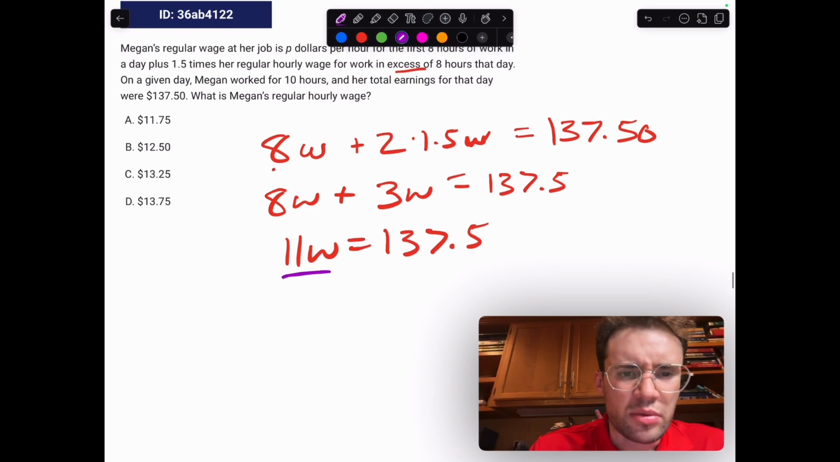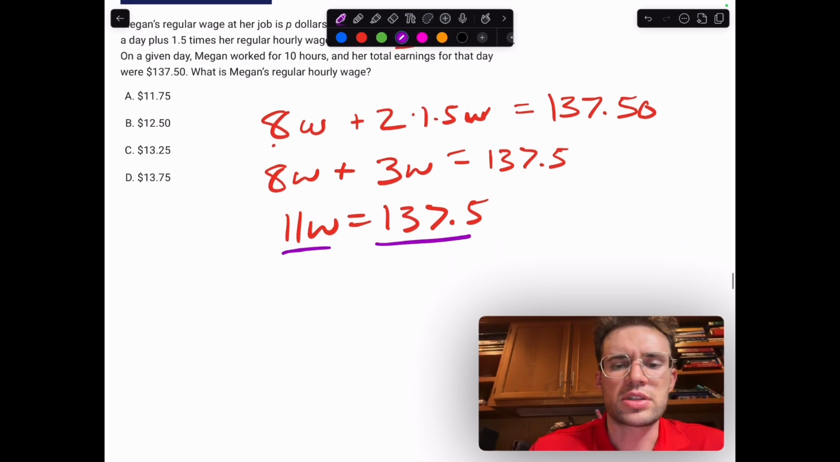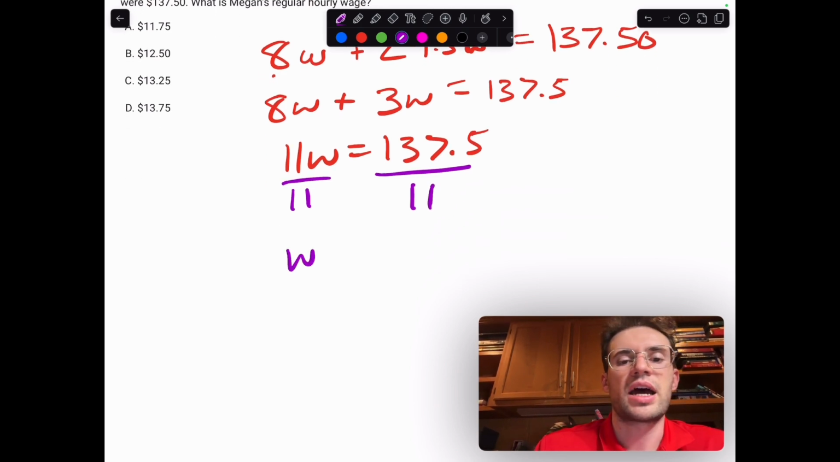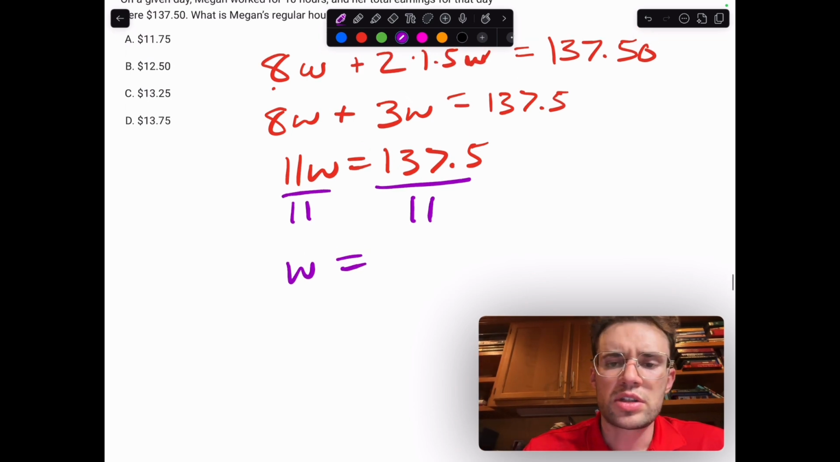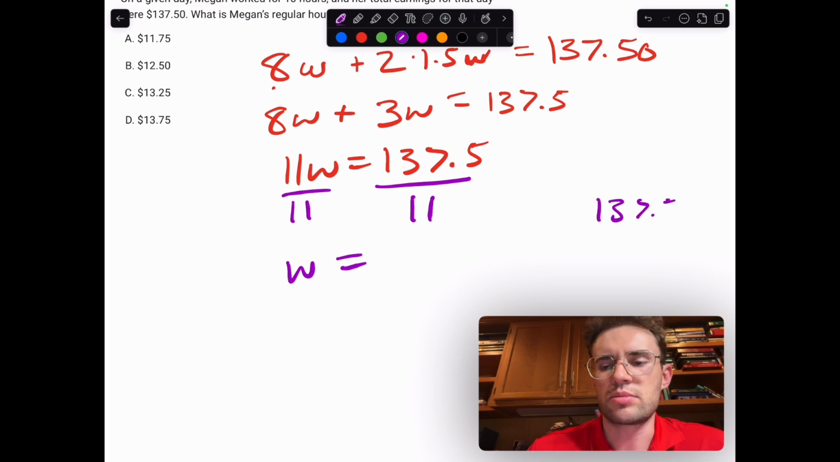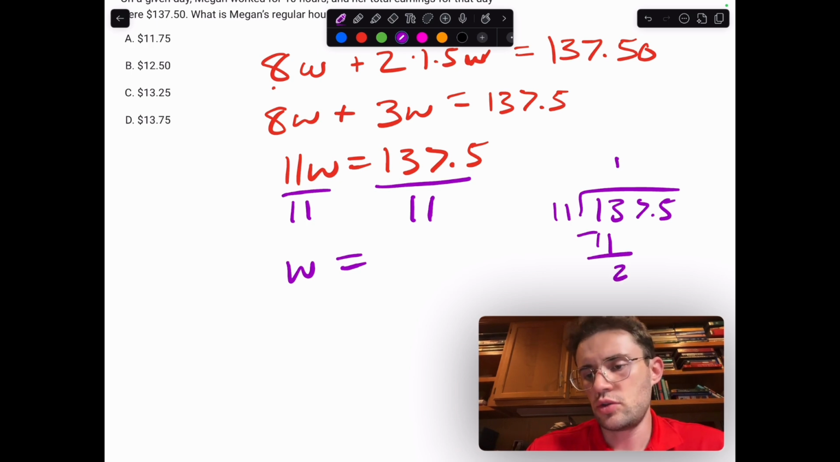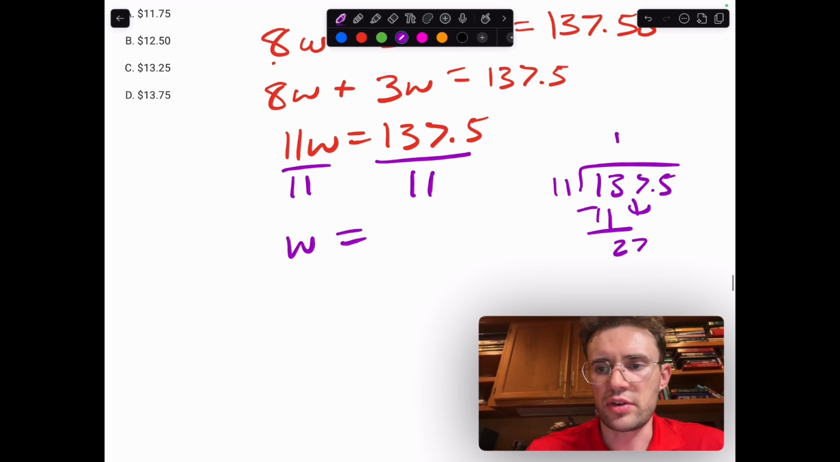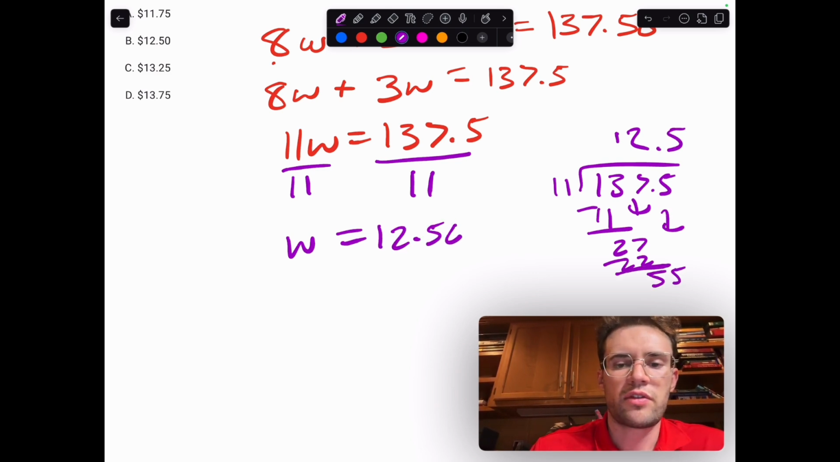What are we just looking for? The regular hourly wage, just divide both sides by 11 to get W alone, right? Because 11 times W is 137.5. So divide by 11, you get just 1W, or W is equal to 137.5 divided by 11. I'm going to do long division here. This would be a good use of a calculator if you have one. But 13 minus 11 gives us 2. 27, 11 goes into that twice. It's 22. Get 55, so 12.5. So it makes $12.50 an hour.